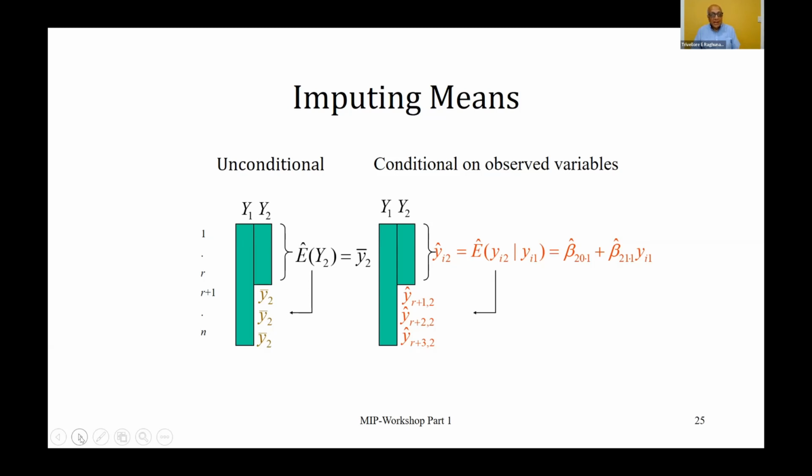So conditional is better than unconditional, but it still has a problem: it is not creating a plausible data set. Therefore, it underestimates the standard deviation to a lesser extent than the unconditional mean, but still it is underestimating the standard deviation.